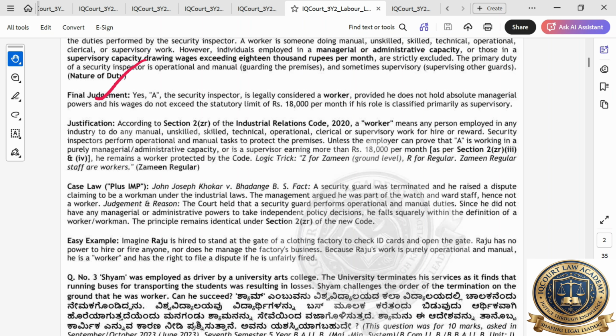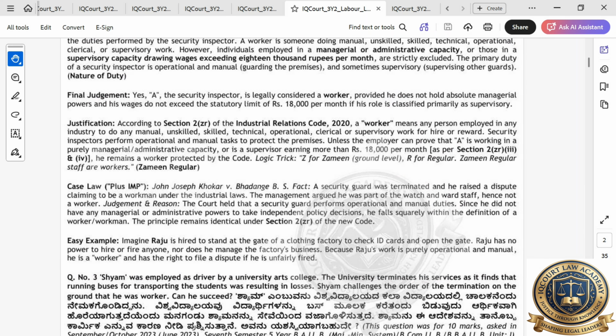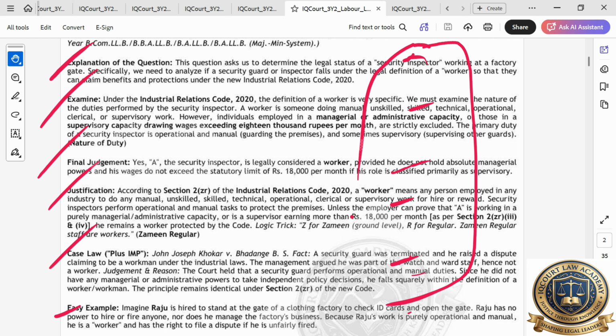Justification: you have to write the justification in exactly this way in the exam for getting full marks. Anyway, even if they are not giving full marks, you will get 9 marks at least. The way you can judge yourself: the way we explain the question, examining, final judgment, justification, case laws, example, each and everything we are writing carries 2 marks. Even if you give 2 marks, 5 points, 5 points, that is 10 marks. And in addition to it, we are also giving the example.